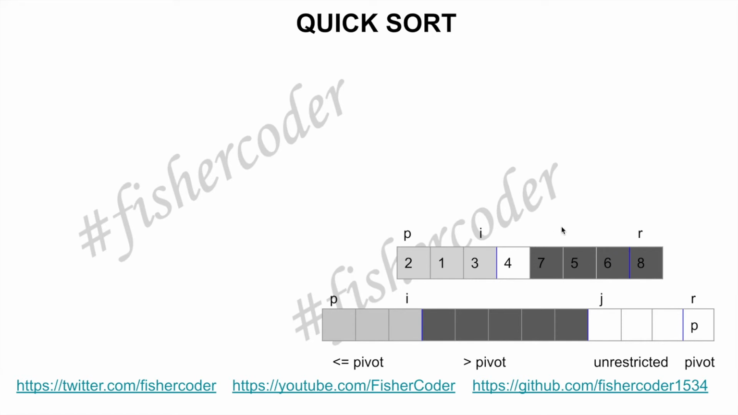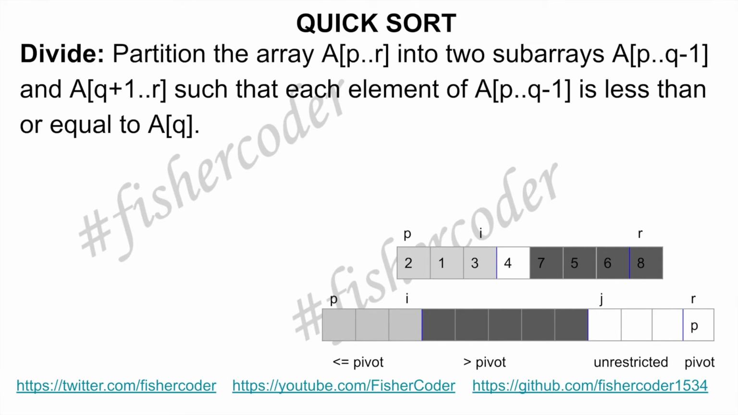That's the specification given by the divide step, if you recall, which is here. Partition the array into 2 subarrays, the first one p to q minus 1, and the second one q plus 1 to r, such that each element of the first partition is less than or equal to A[q], which is exactly looking like this, right? 2, 1, 3 are all smaller than or equal to 4, which is the pivot.